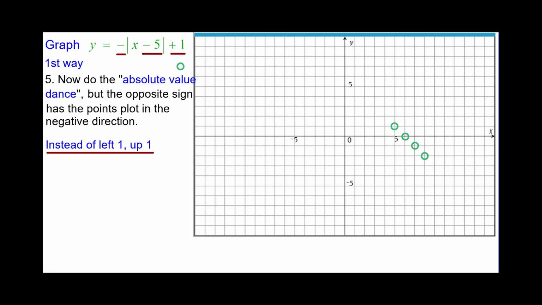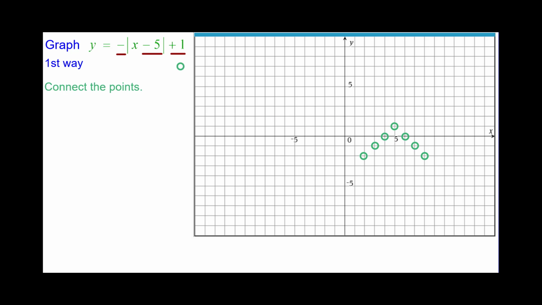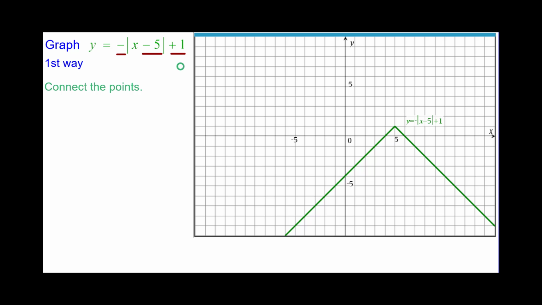Instead of left 1, up 1 becomes left 1, down 1. Left 2, up 2 becomes left 2, down 2. And left 3, up 3 becomes left 3, down 3. Connect the points to make it look like an absolute value V. You can see it opens downwards.